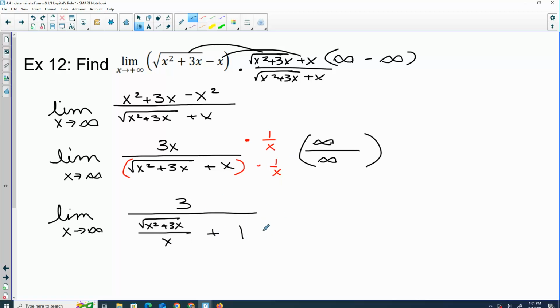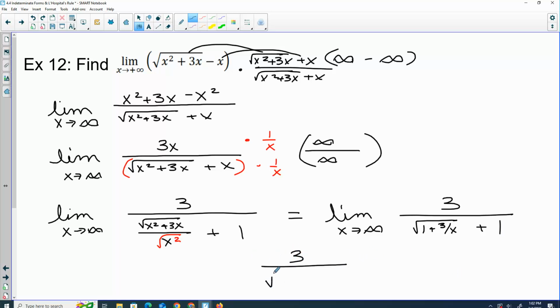So this is where I'm at currently, right? But I need to bring this x under the square root. We did these before. x is the same as the square root of x squared. Do we agree with that? Then, since they're both under a square root, we can divide them. So x squared divided by x squared is 1. 3x divided by x squared is 3 over x. So then we have 3 over the square root.